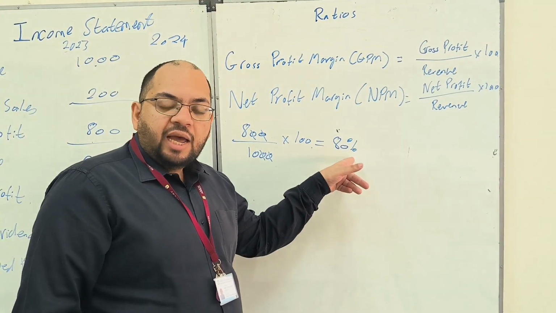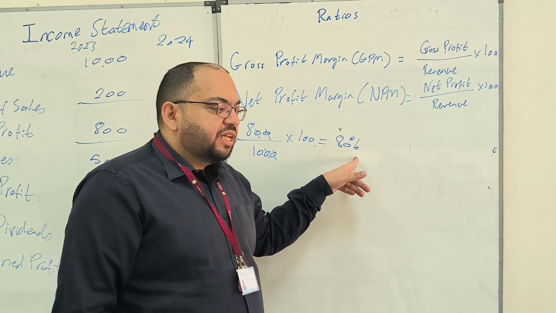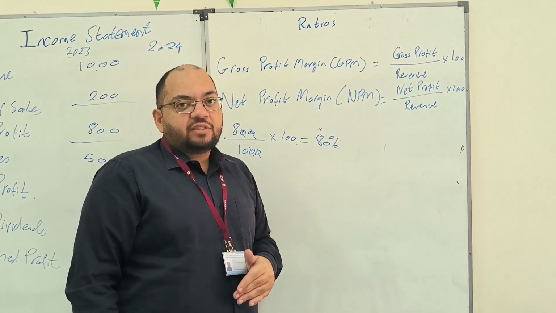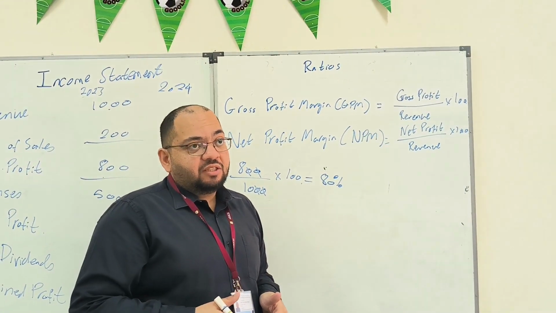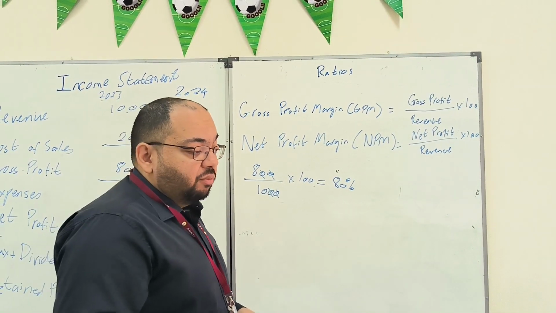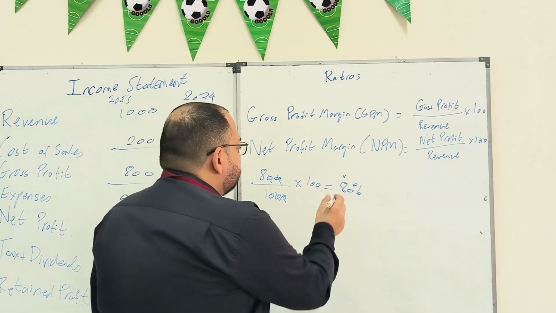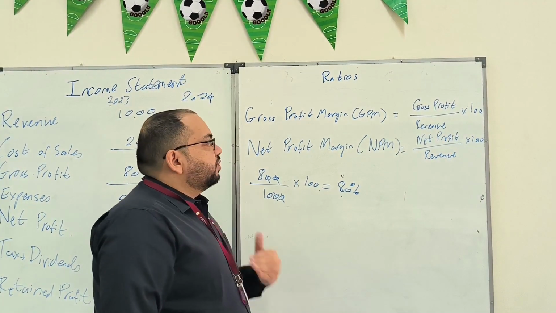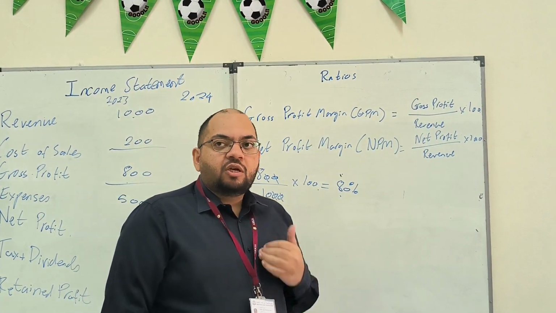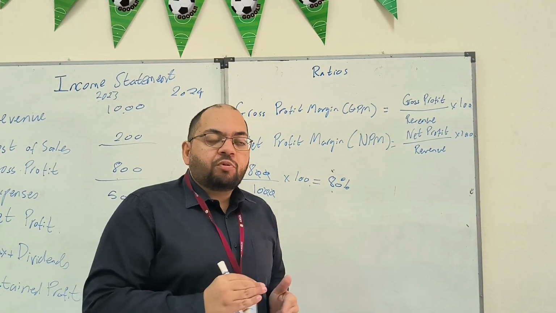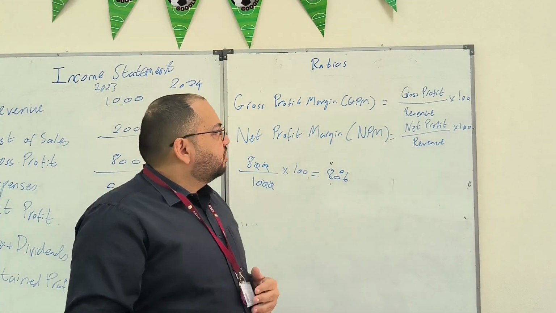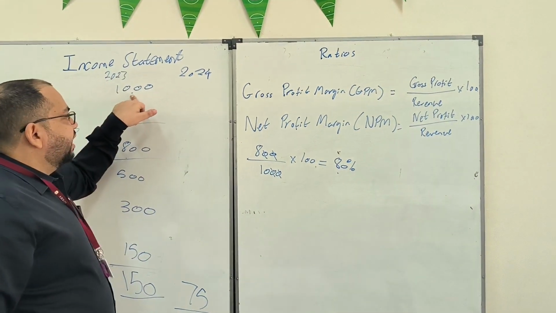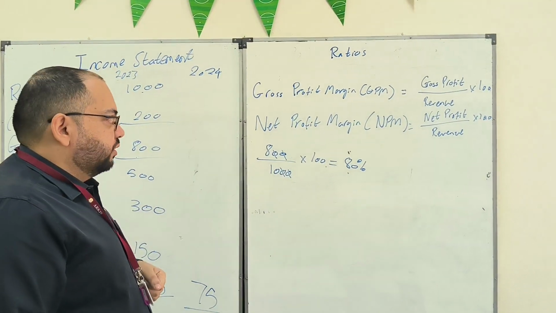Always make sure you add the percentage at the end. In the exam, if you do not mention the percentage, you are going to get a mark deducted, and that's a silly way to have a mark deduction. But as you can see, it says that 80% of our revenue comes from the gross profit. So that means at the 1,000 that we made, 80% of that is gross profit.